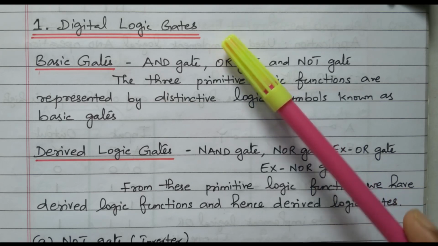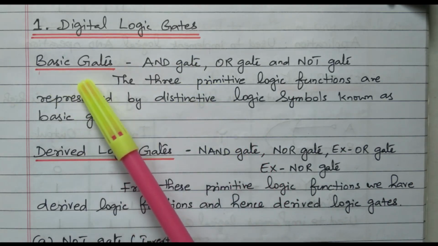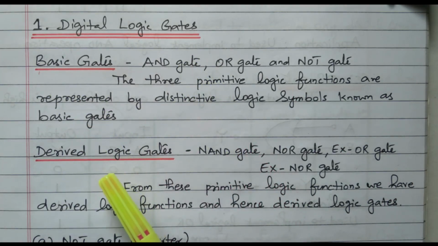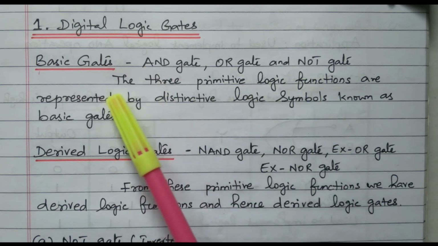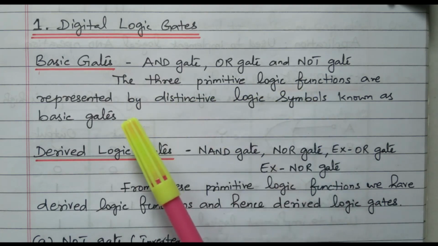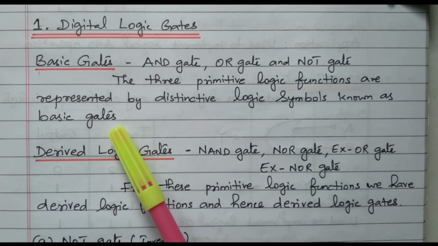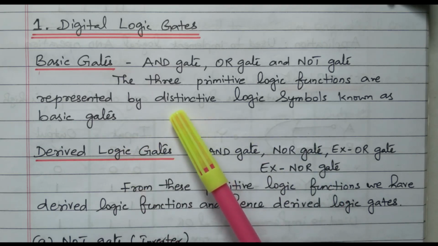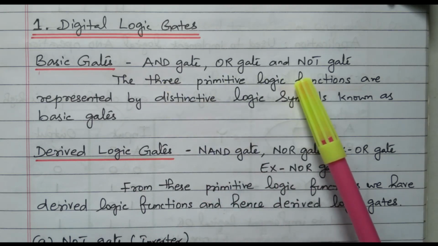Now we'll go to the topic digital logic gates. There are two types of gates available, basic gates and derived logic gates. The AND gate, OR gate and NOT gate come under basic gates. The three primitive logic functions are represented by distinctive logic symbols known as the basic gates. These are all the basic gates. All basic functions are performed by AND gate, OR gate and NOT gate, so they are called basic gates.